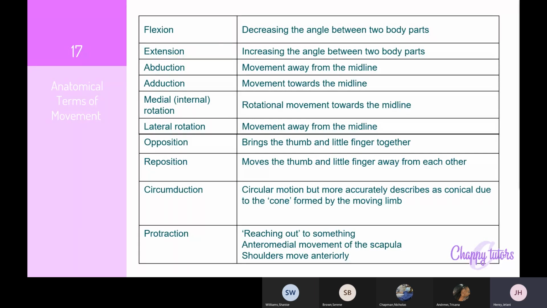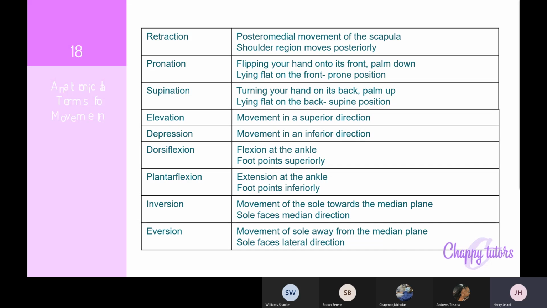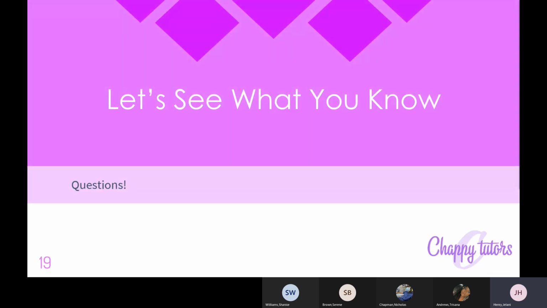All right, so this is just a table summarizing what we have gone through just now. This is for your use when you're going over the lecture. Okay, so before I ask questions, do you all have any questions that you want me to clear up or anything?